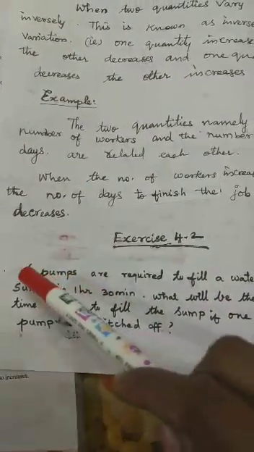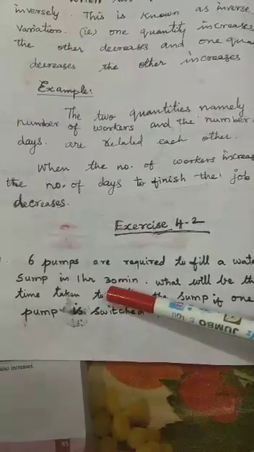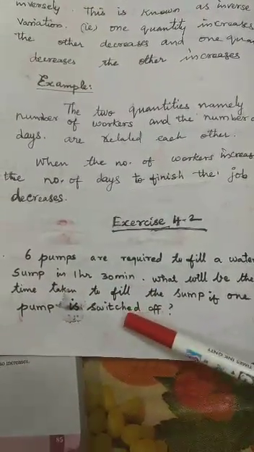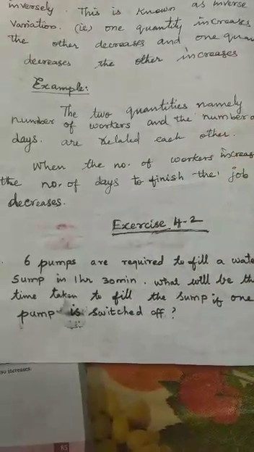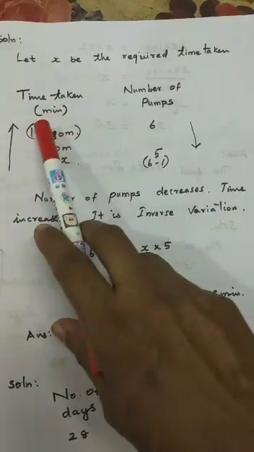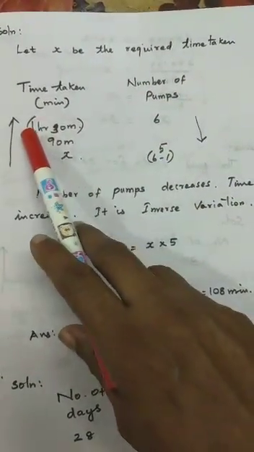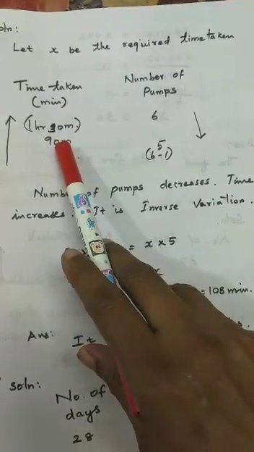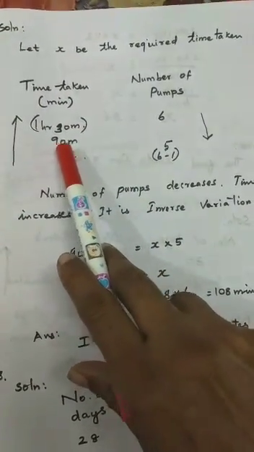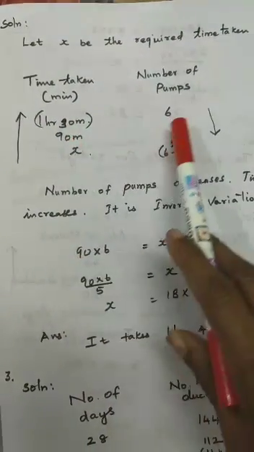So, as the number of pumps increases, the time decreases, isn't it? If the pumps decrease, the time increases to fill the sump. Have you understood? So, time taken in minutes, number of pumps. 1 hour 30 minutes, that is 90 minutes. You take it in minutes. Convert this to minutes. 1 hour is 60 minutes, 60 plus 30, 90 minutes. 6 pumps.